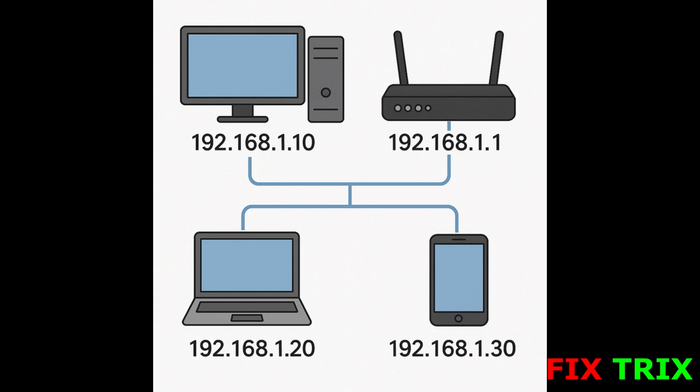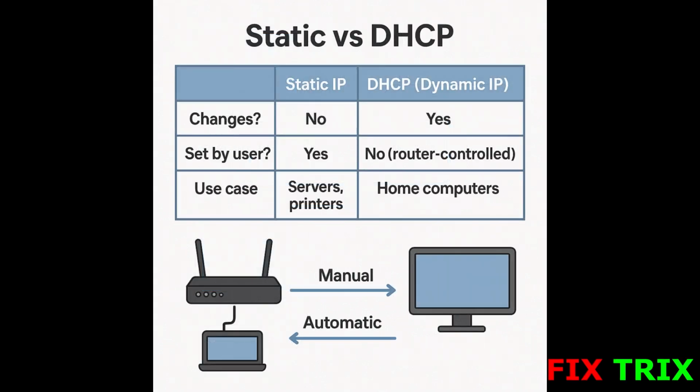There are two main types of IP address: static and dynamic, also known as DHCP. A static IP is manually set by the user and does not change. It stays the same every time you connect to the network. This is useful for devices that need a consistent address, like a server, CCTV system or printer. A DHCP or dynamic IP is automatically assigned by your router. It can change from time to time.